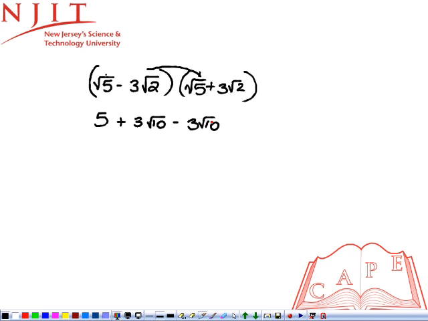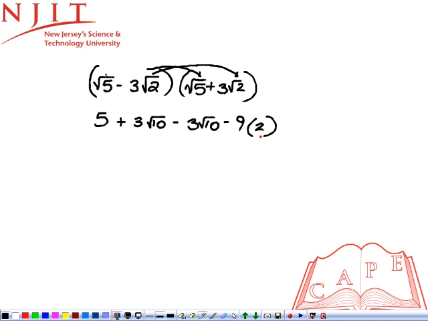And finally, it's minus 3 radical 2 times plus 3 radical 2. A minus times a plus gives us a minus. Multiplying these two numbers together gives us 9, times the 2 radicals, which will simply give us 2.